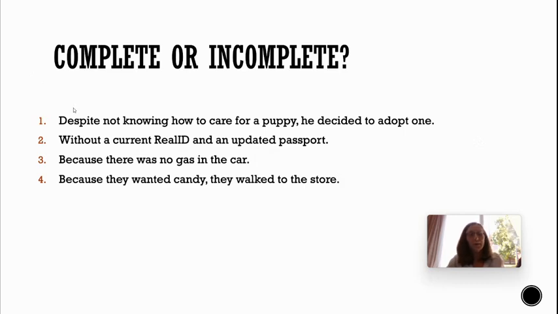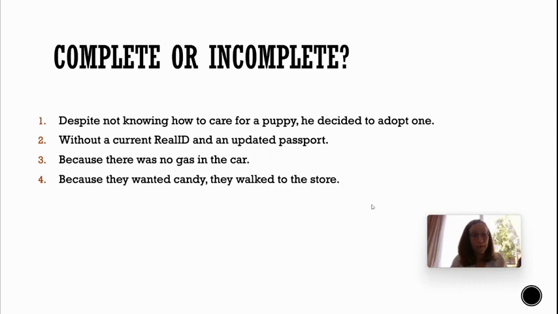Despite not knowing how to care for a puppy, he decided to adopt one. Without a current real ID and an updated passport. Because there was no gas in his car. Because they wanted candy, they walked to the store.